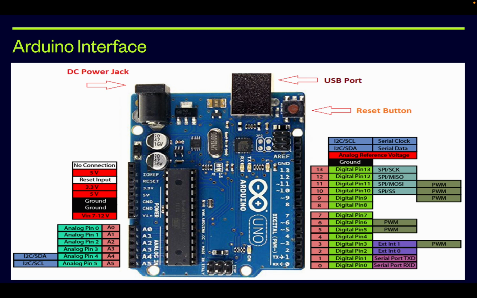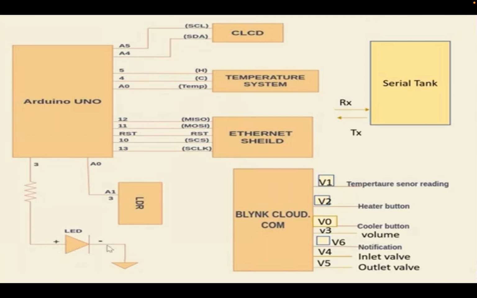Now this is the Arduino interface. The pins from 0 to 13 are known as digital pins, and A0 to A5 are known as analog pins. These pins can also be treated as digital pins. These are the GPIO pins. Then we have a USB port, reset button, and a power jack. Some digital pins are multiplexed with other functions, such as PWM. These are the connections, the basic connections which I have made.